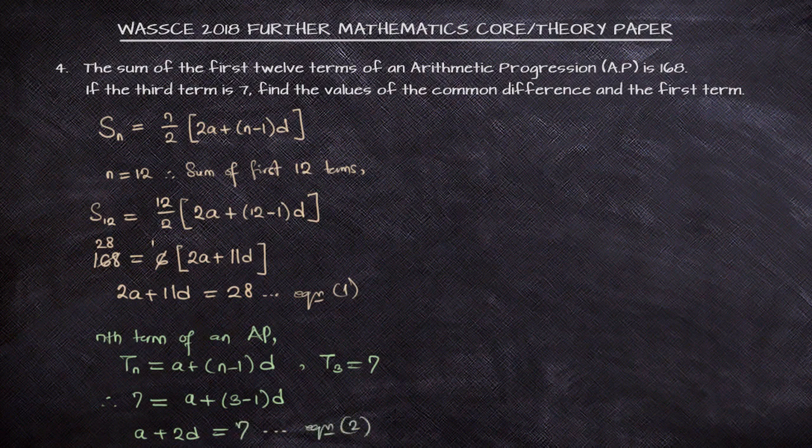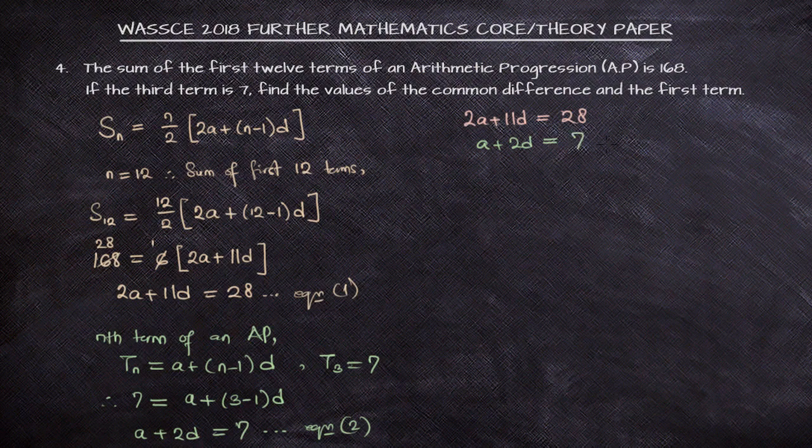So we have two simultaneous equations that we can solve by any method we like. I will be employing the substitution method to try and solve this, so that we can get the value of a and d. So we have 2a plus 11d is 28, and we have a plus 2d is equal to 7.